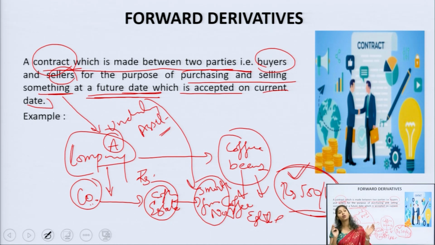For controlling that, the forward derivative will help to reduce that particular risk factor, and that's what is called hedging also. Hedging that particular risk. Hedging in the sense of controlling that particular risk factor. And then they have decided that time period of 3 months from now, and they have decided a certain price, 480 rupees per kg. So, they have decided this 480 rupees per kg.